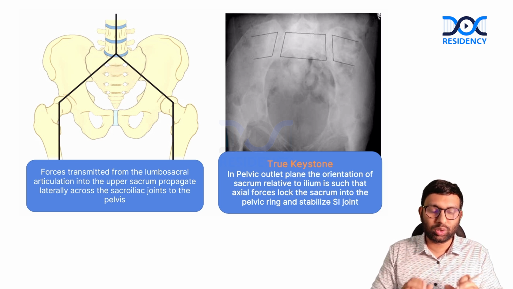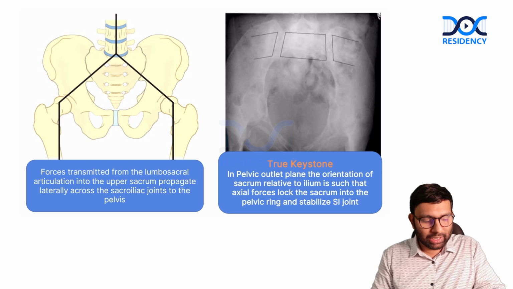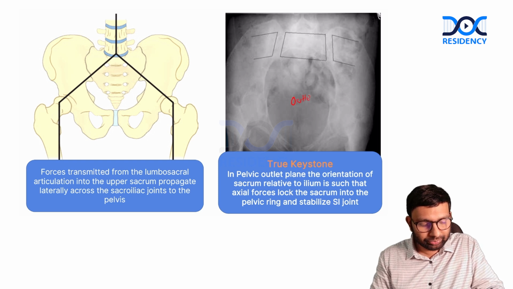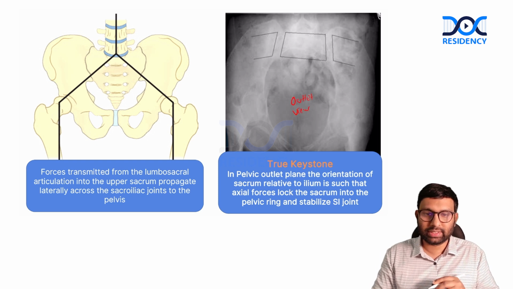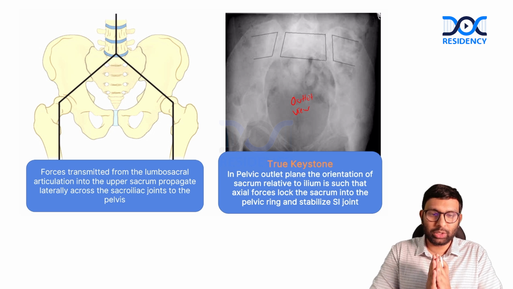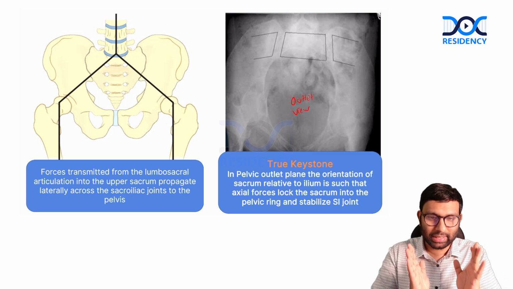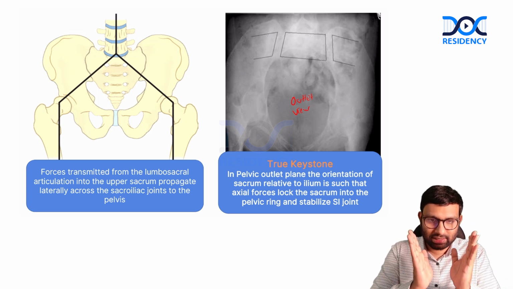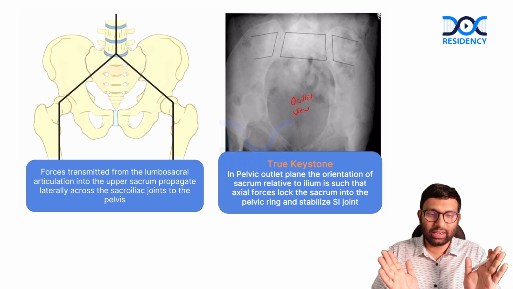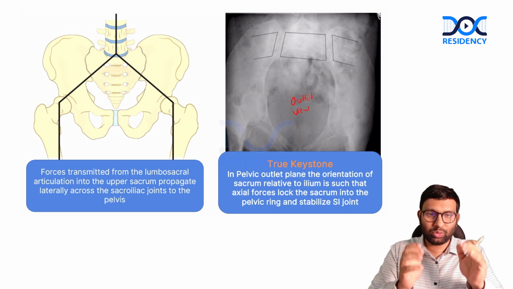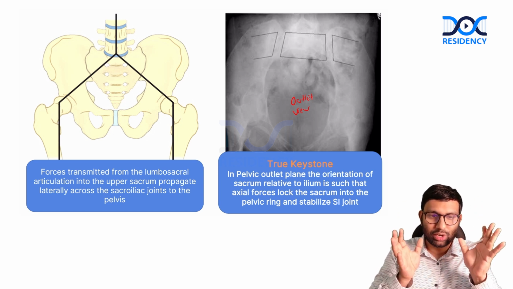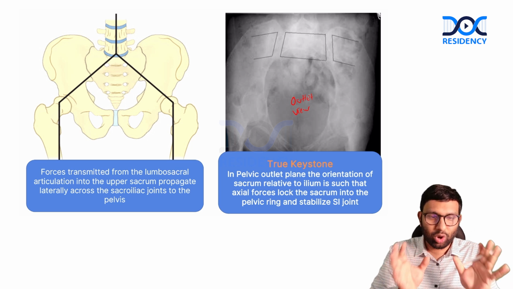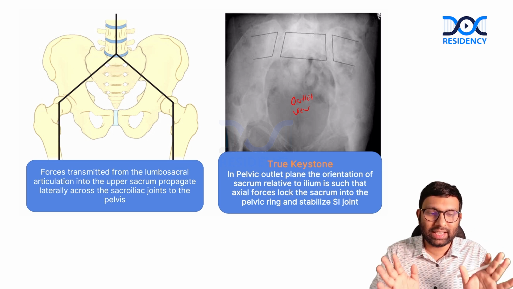How does this keystone function come into play? So look at this pelvic outlet view. So this is the outlet view of the pelvis. In the pelvic outlet plane, you can see that the orientation of the sacrum is in such a way that it acts as a keystone relative to the ilium, so that all of these axial forces that are coming into that area get locked at the sacrum, get locked with the pelvic ring, and it stabilizes the SI joint.